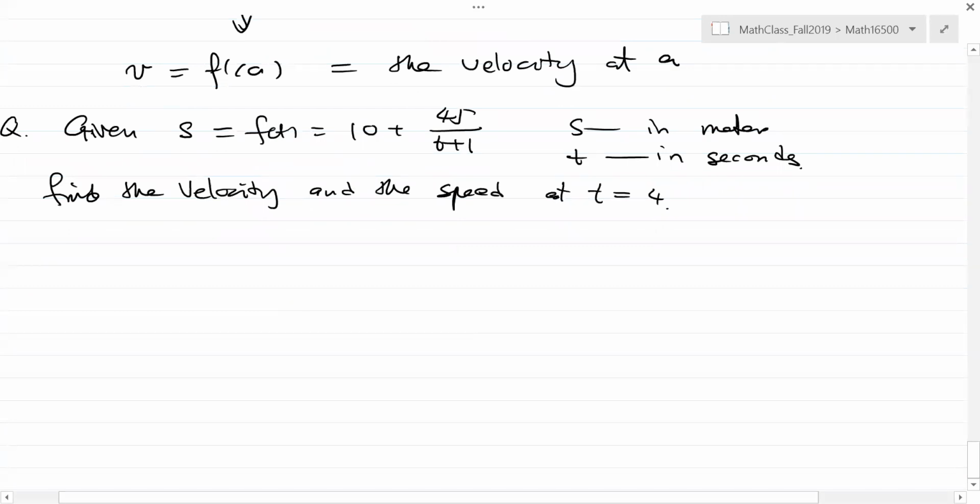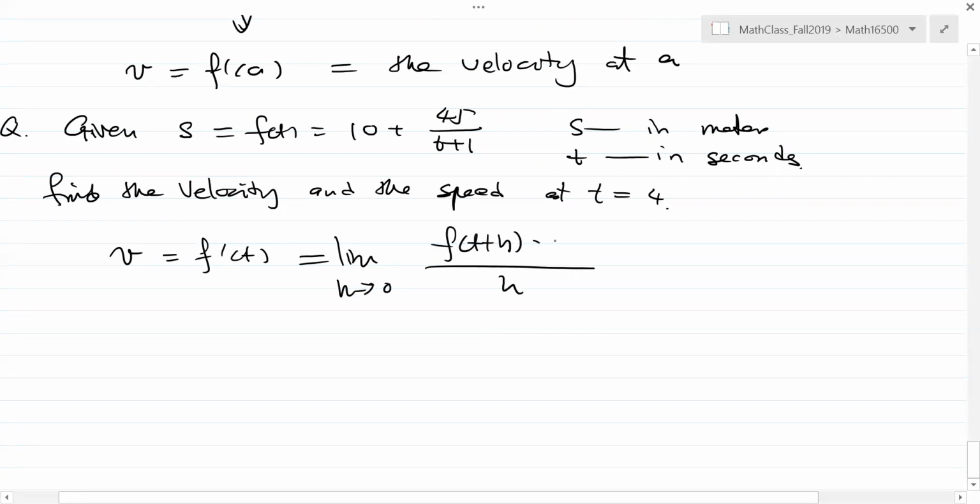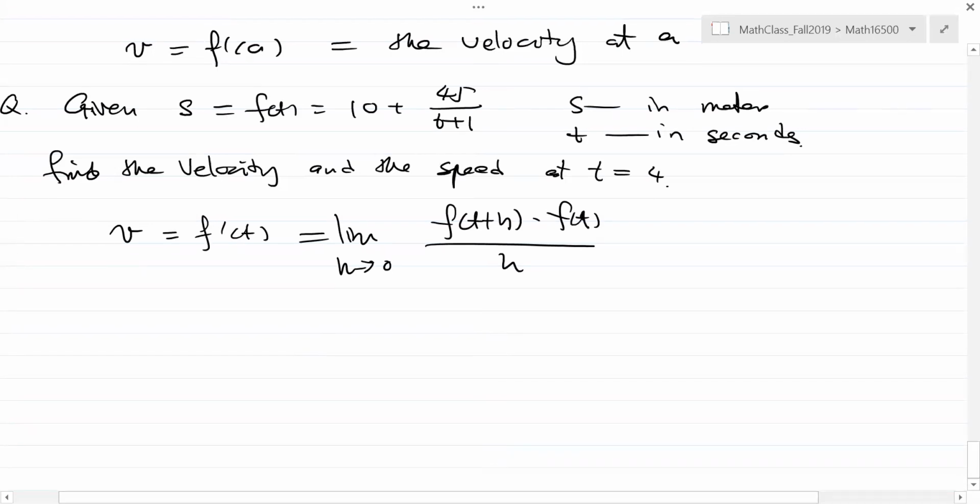All right, so given S, first of all, you write down the expression for the velocity. Velocity should be equal to the derivative of the function, okay? So that's the derivative. Now, at any given time t, I usually use a here, but let's use t, doesn't matter. So this is going to be the limit as h approaches 0 of f(t plus h) minus f(t), over h.